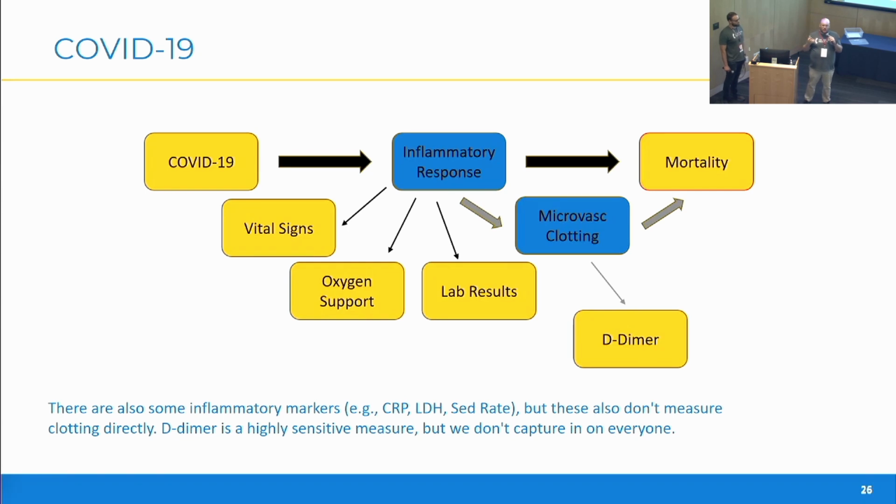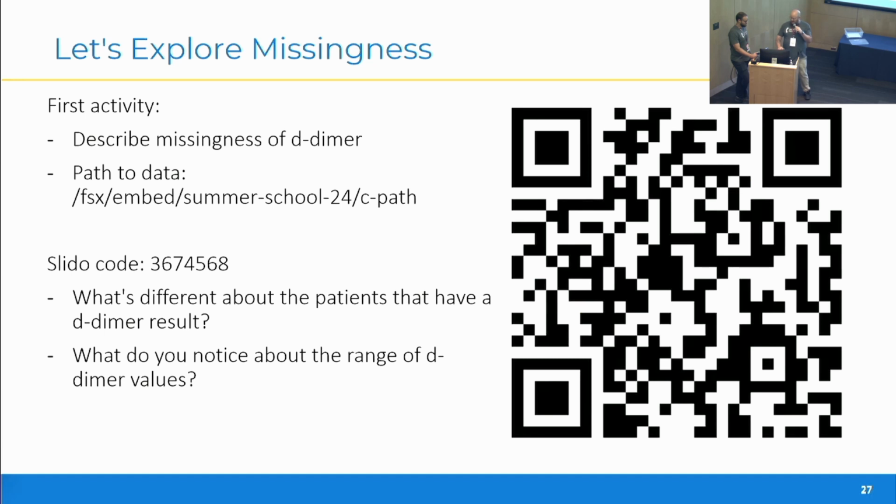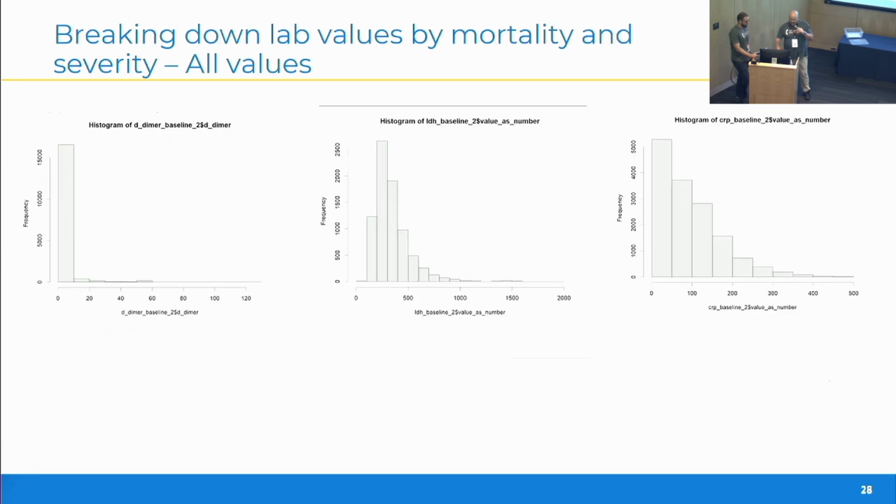There are other measures that are important, some of the inflammatory markers, LDH, CRP, sed rate. And we also don't collect those on every patient. But we're specifically going to talk about D-dimer as an example of how we can bias a model without thinking through the whole question. So knowing that we think there's some patterns of missingness that are probably not at random, knowing that we have some concerns, we were going to ask you to explore the data, but in the interest of time, I think we might just show you what it looks like.